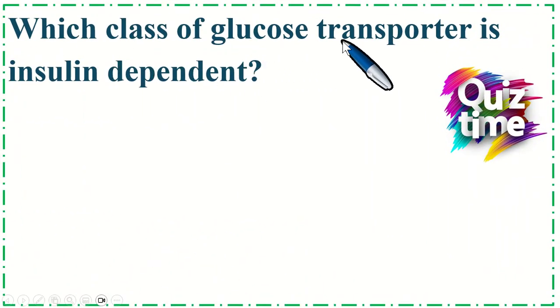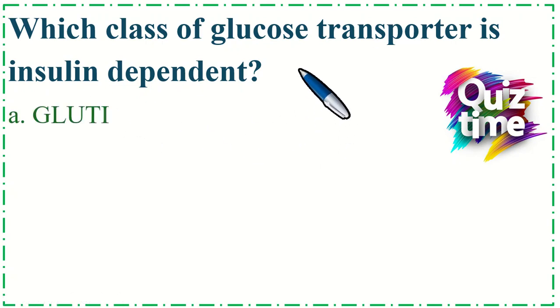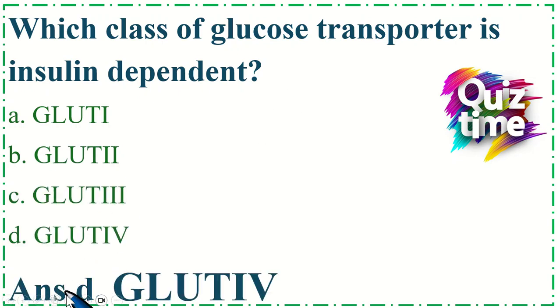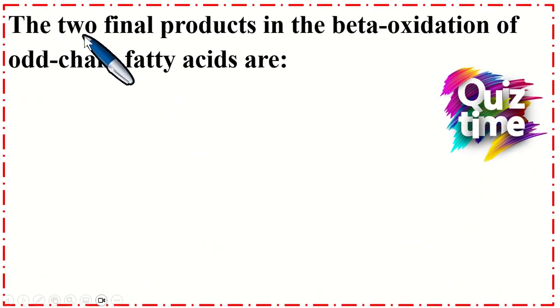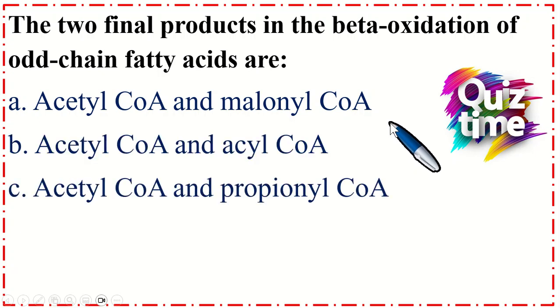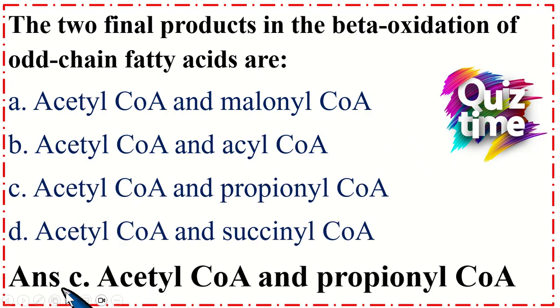Which class of glucose transporter is insulin independent? Insulin dependent. Correct answer is D, glucose transporter 4. The two final products in the beta oxidation of odd chain fatty acids are option A, acetyl CoA and malonyl CoA. Correct option is C, acetyl CoA and malonyl CoA.